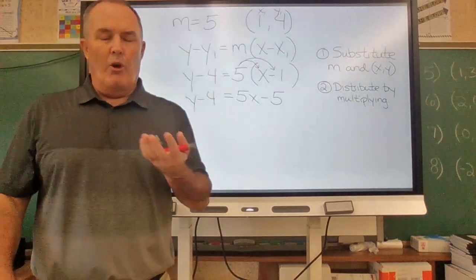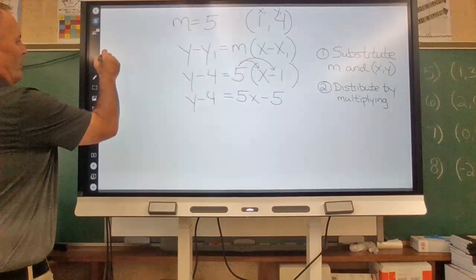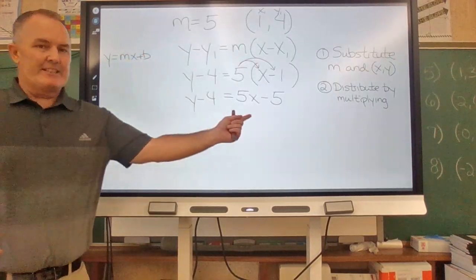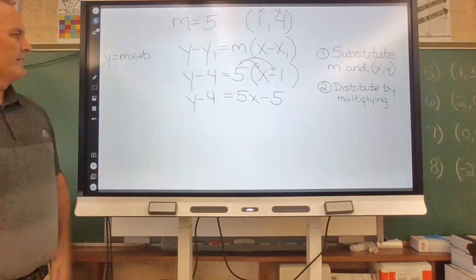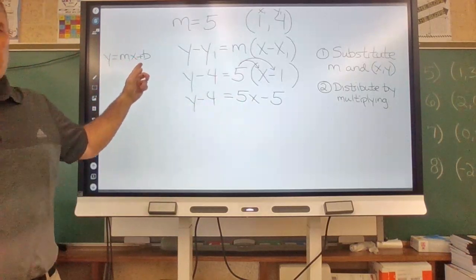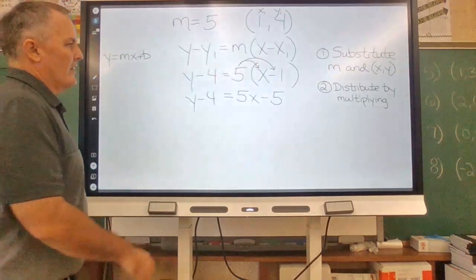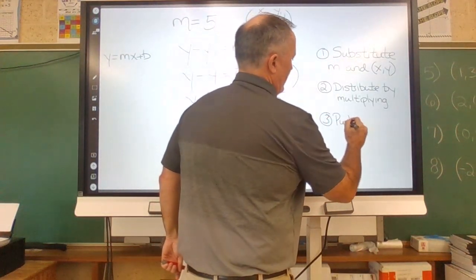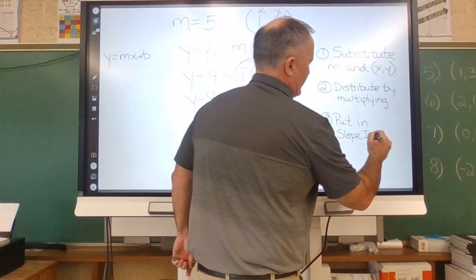Now, as I said before, ideally what we want to do is get slope-intercept form. Remember, slope-intercept form is y equals mx plus b. So as you can see, we're almost to that form. I have a y out in front on the left side of the equal sign. I have a number in front of my x. And then I have the start of what's going to be my y-intercept, which is negative 5. It's not quite the y-intercept yet. So, third step. Put in slope-intercept form.